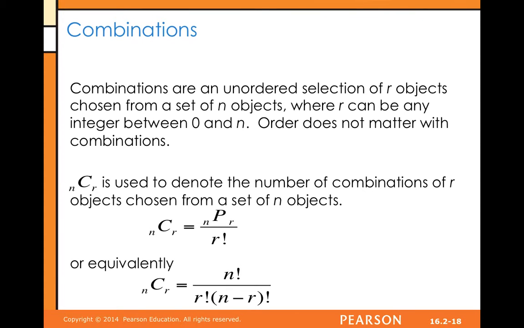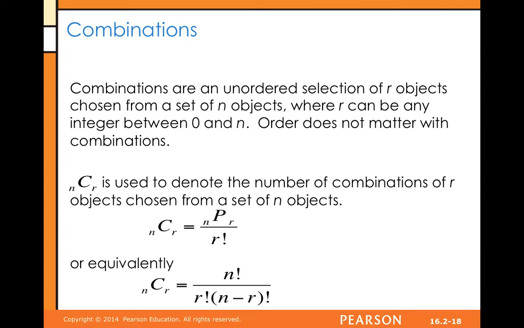By contrast, suppose you're choosing R things from N things, but the order is irrelevant. The order does not matter. Then how do you count such a thing? How do you count the number of ways to choose R things from N things when the order is irrelevant?